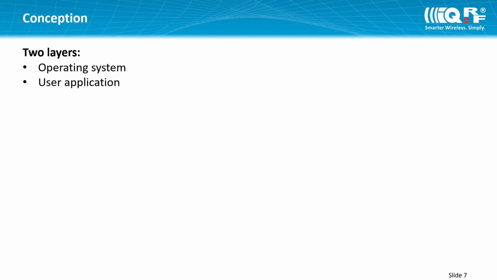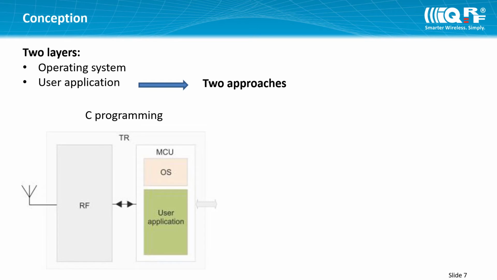As I already mentioned, the final functionality depends on the uploaded user application, that is the second layer above the operating system. And there are two approaches. The first one we call C programming. It is intended for non-networking peer-to-peer applications. In this approach, the user must write a complete application in the C language.